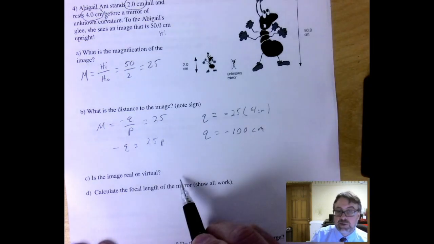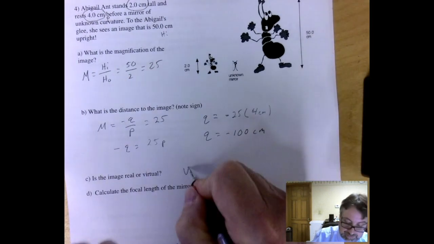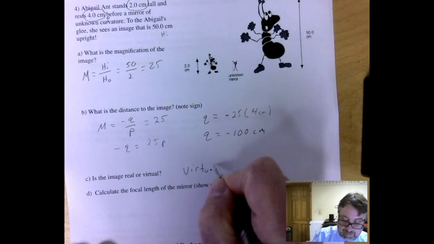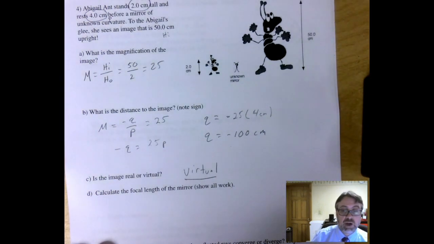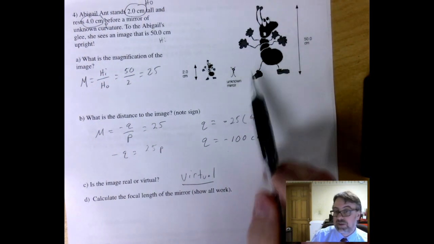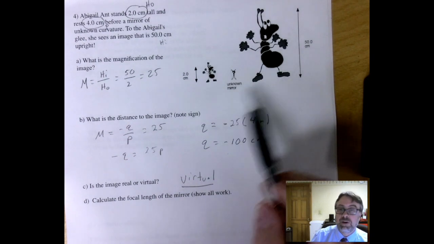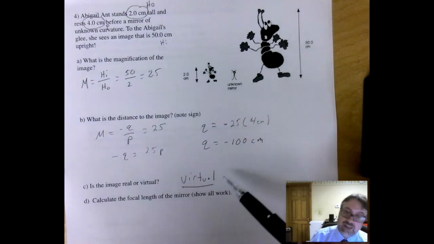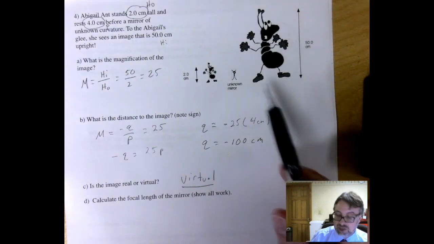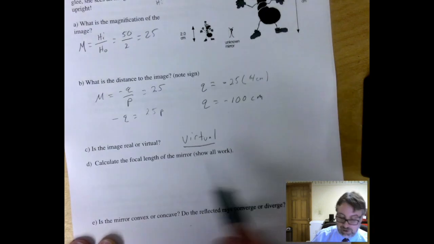Now, is the image real or virtual? Well, this negative distance to an image tells me that it's virtual. And that also makes sense. If you recall in the videos, I said that from a single lens or mirror, and I don't know what type of mirror it is, but from a single mirror, an upright image is always virtual, and that's what we actually see. So I could answer this question without even really doing the math, just by looking at the type of image I get. Now I can calculate the focal length of the mirror.